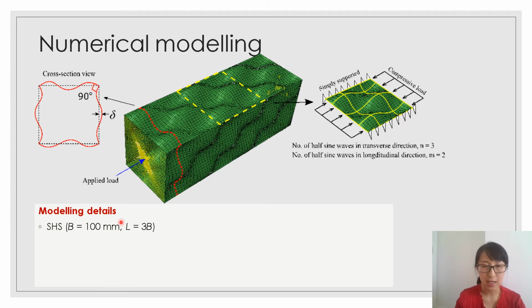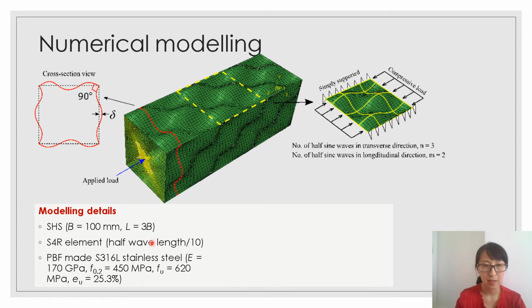The square hollow sections have a length of 3 times the width. We used the S4R shell element, with a mesh size of half wavelength over 10 from a mesh sensitivity study. The material model we used is 316L stainless steel with a yield strength of 450 MPa, manufactured by the powder-based fusion method, obtained from a previous study. We did the LBA analysis and the GMNIA analysis to investigate the plate buckling response under linear and nonlinear conditions.